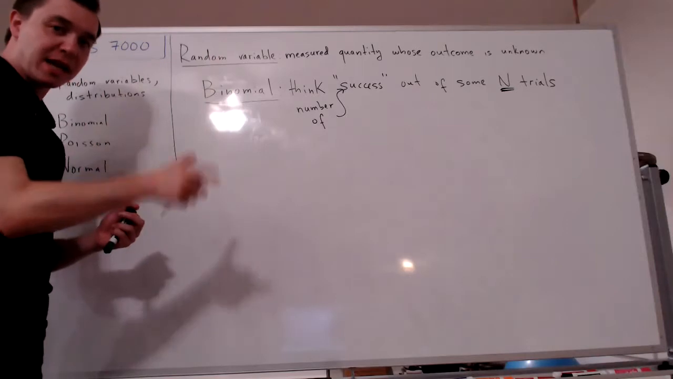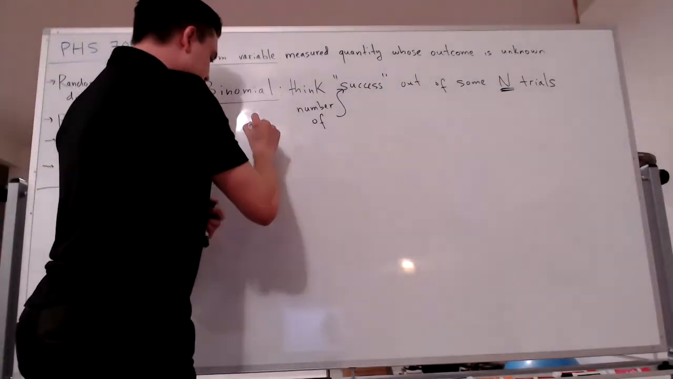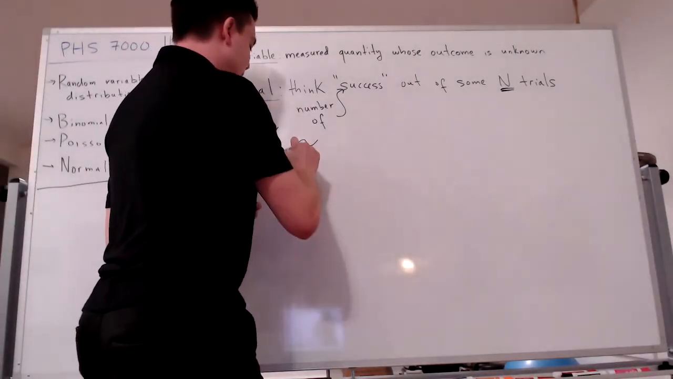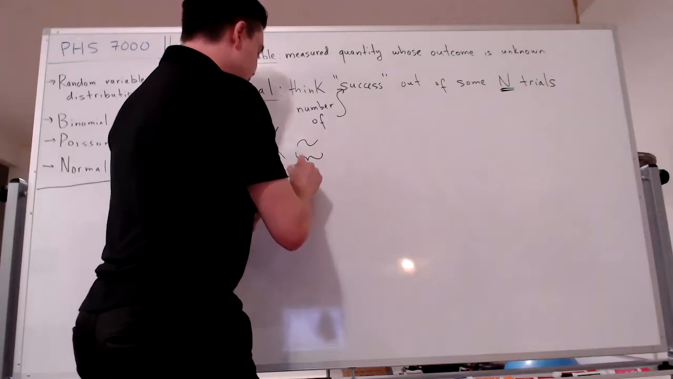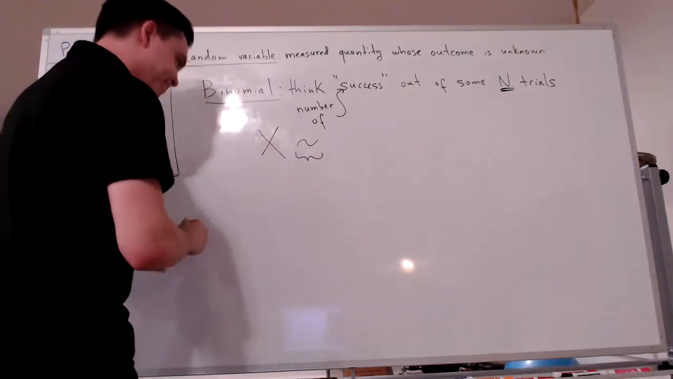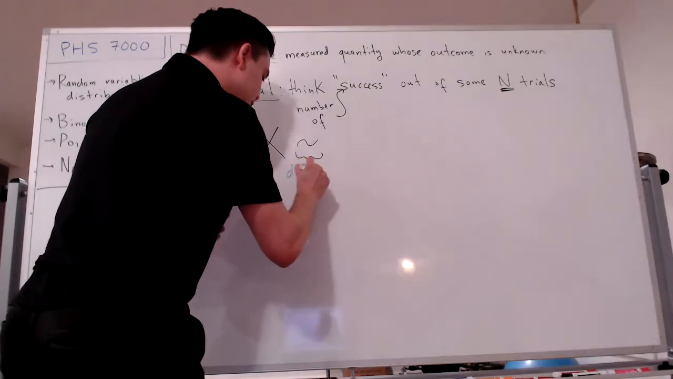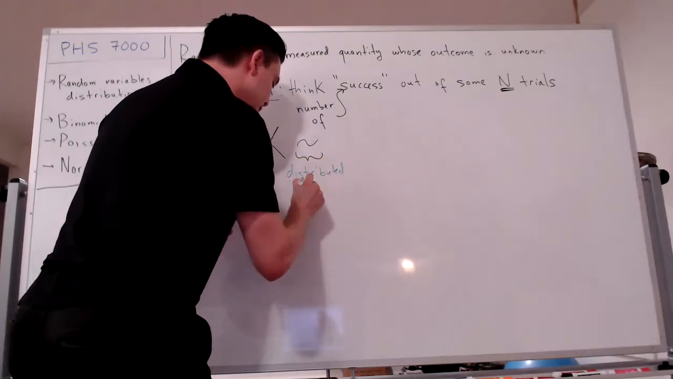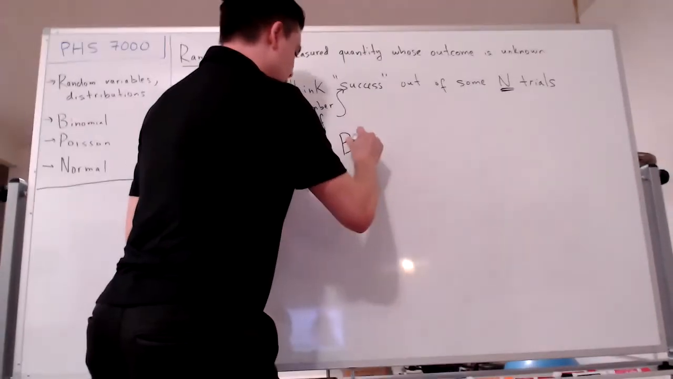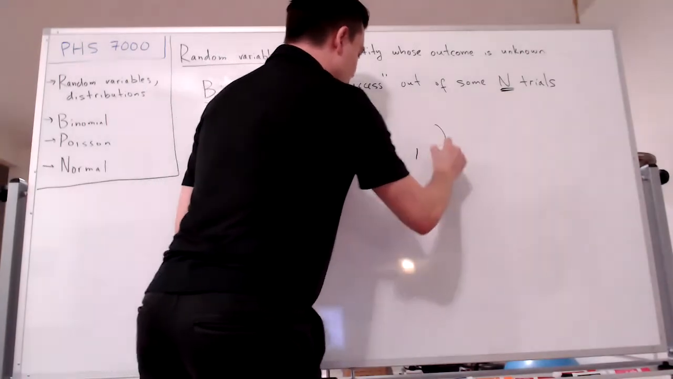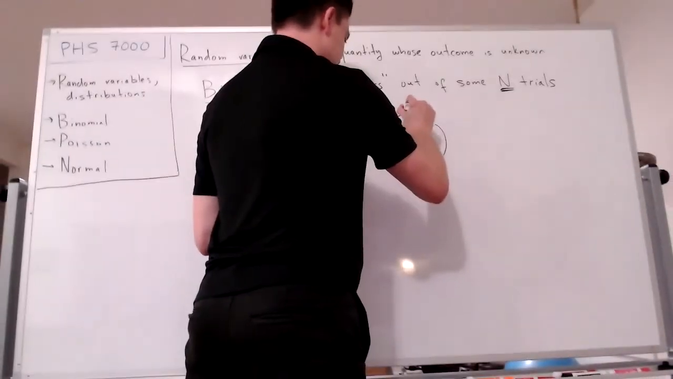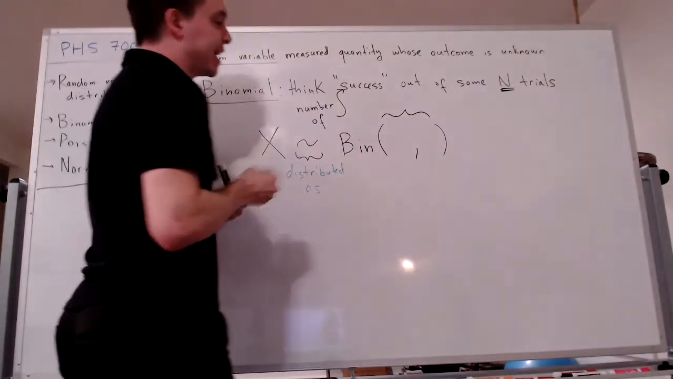When we impose a binomial distribution, we write the following. We say our generic variable x, this tilde is read as distributed as, binomial. Bin is binomial. And then what goes in here are called parameters.